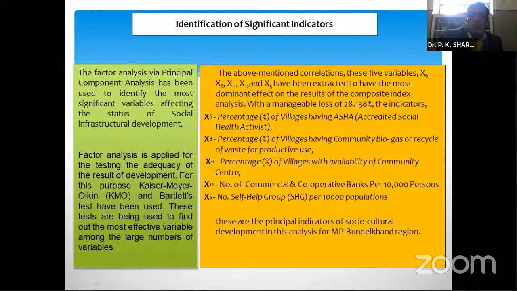These 5 variables have been extracted as the most dominant effect on the result of the composite index analysis, with a marginal loss of 28.138. It means that if I include only these indicators and remove the remaining indicators, the result will vary only by about 28%. So the main indicators in this concern are these 5 indicators. These are the principal indicators of socio-infrastructure development in this analysis of the Bundelkhand region.